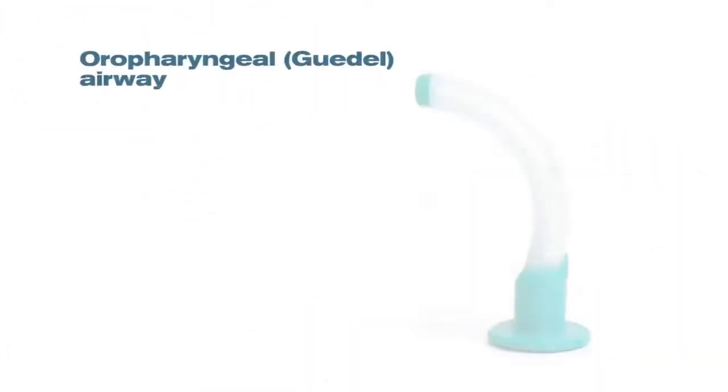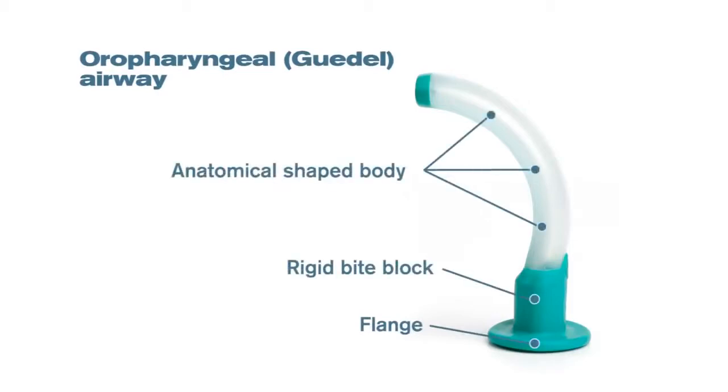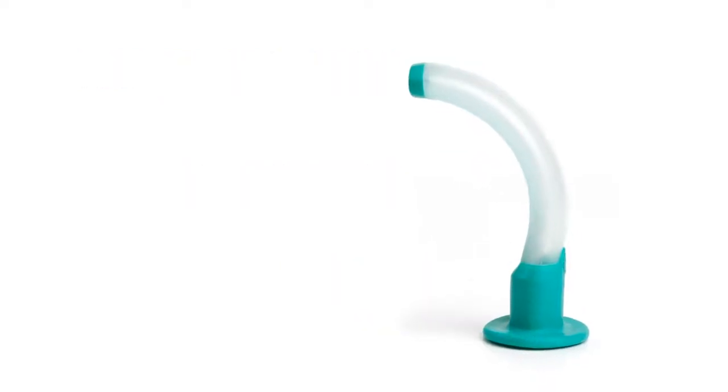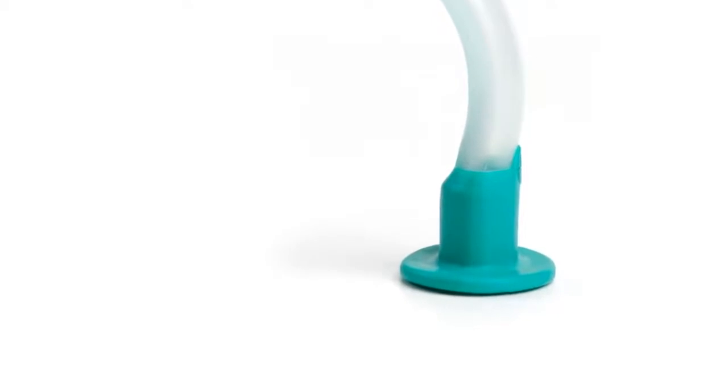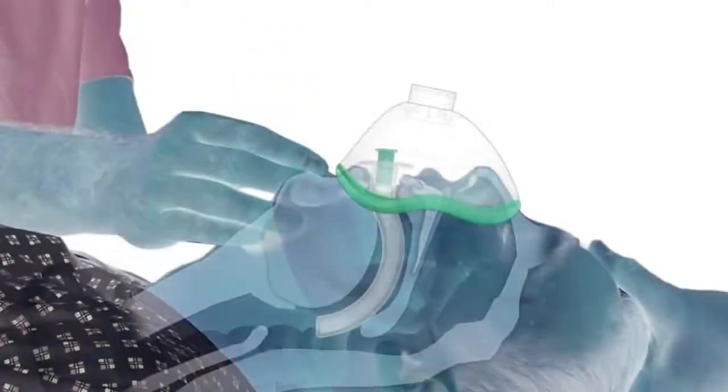Oral pharyngeal airways, when inserted correctly, lie above and behind the tongue, preventing the tongue and epiglottis from falling backwards and causing airway obstruction. They consist of a flange, a rigid bite block, and an anatomically shaped body. For safety purposes, the Intersurgical oral pharyngeal airway has been designed without the conventional bite block. The one-piece design overcomes the risks of dislodgement of the bite block, which could actually cause an obstruction of the airway.